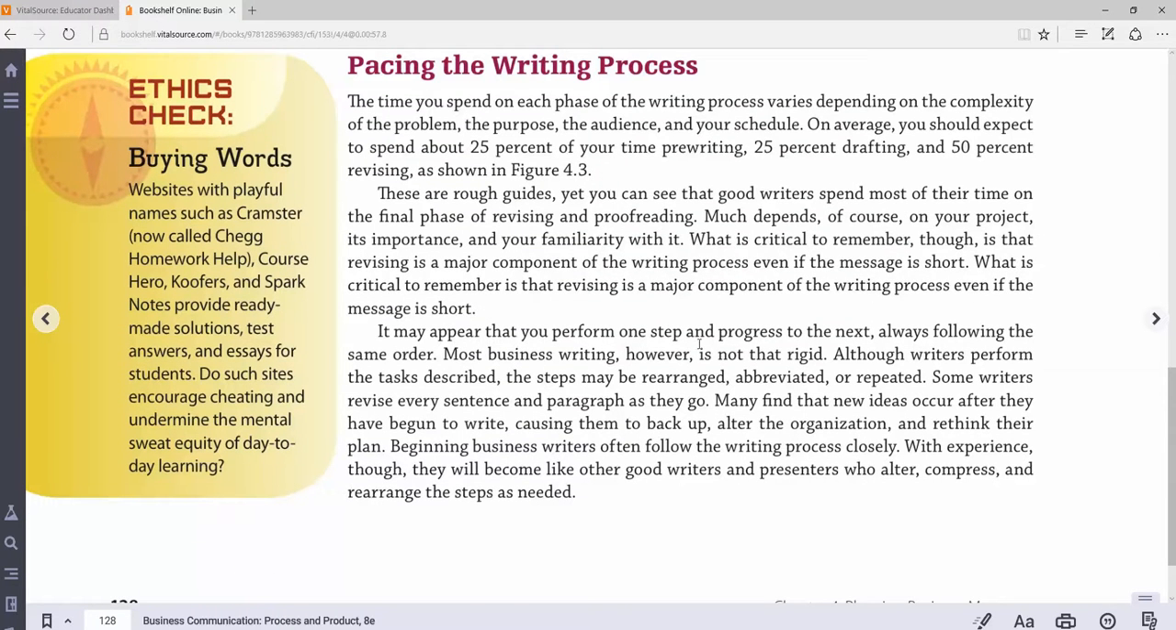It may appear that you perform one step and progress to another, always following the same order. Many find that new ideas occur after they've begun to write, causing them to back up, alter the organization, and rethink their plan, which is fine, but you need to leave yourself sufficient time to do that. Beginning business writers often follow the writing process closely. Experienced writers, though, may become like other good writers and presenters who alter, compress, and rearrange their steps as needed.